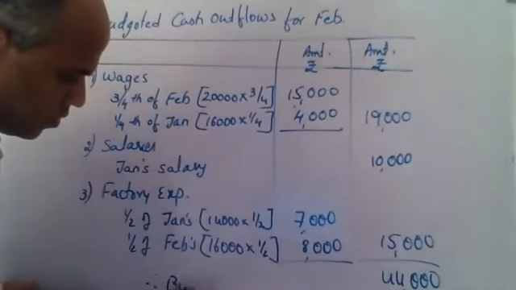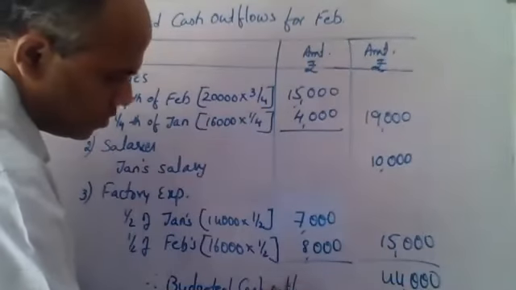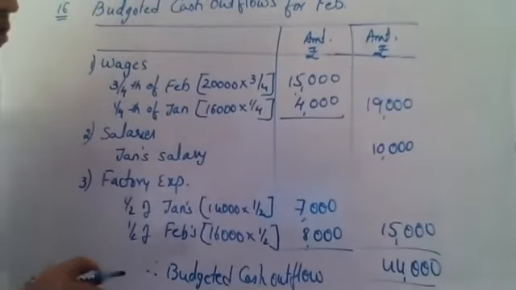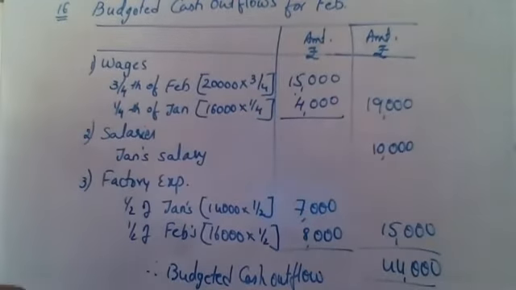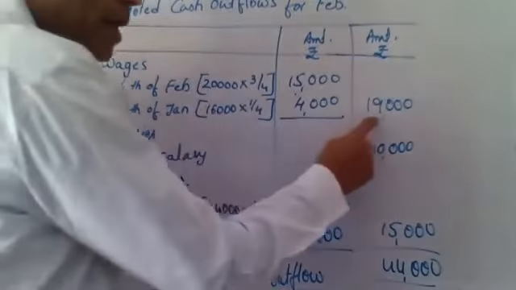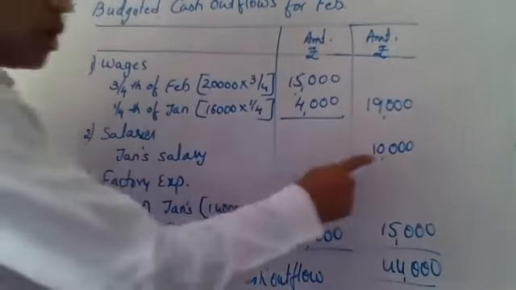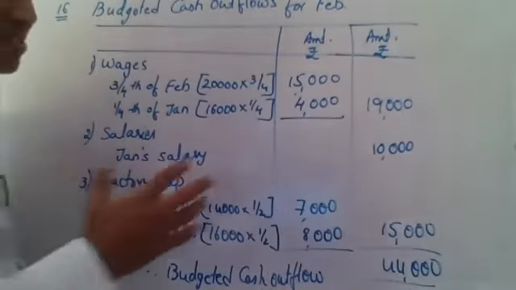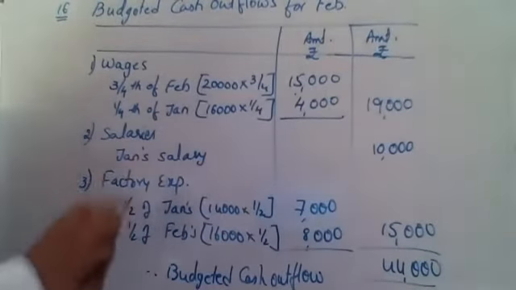Therefore, budgeted cash outflow for the month of February is 44,000. Is it okay? So what you have learned from this particular problem is February 20,000 is not a payment in February. The February salary 12,000 is not a payment here. The February factory expense 16,000 is not a payment here. What is a payment is different. Expense is different. Payment is different, right? So I hope this is clear.